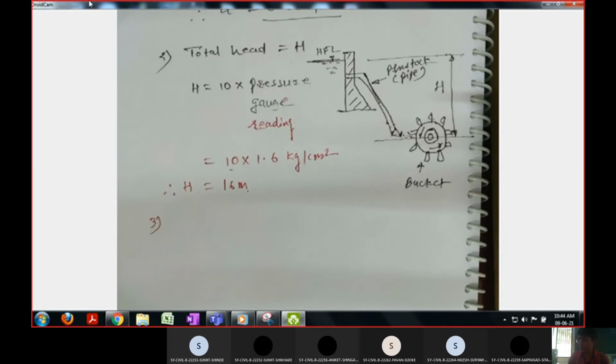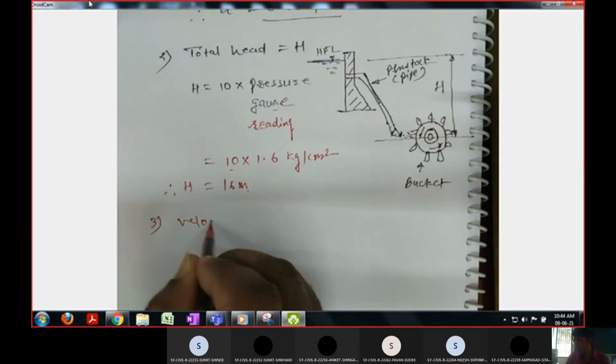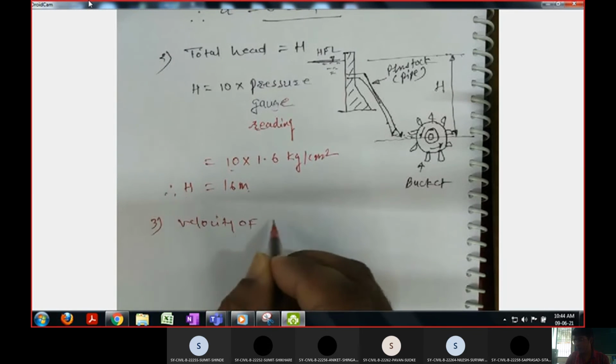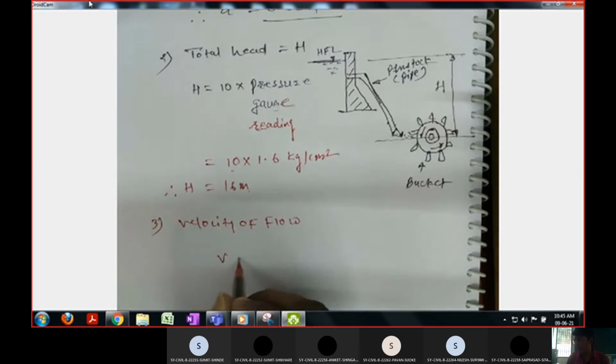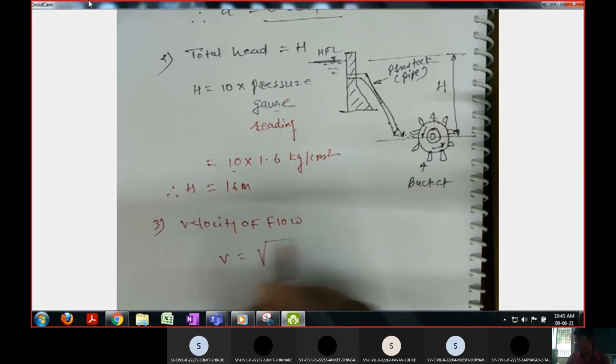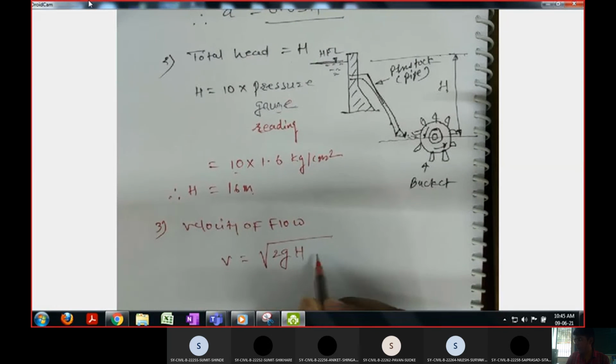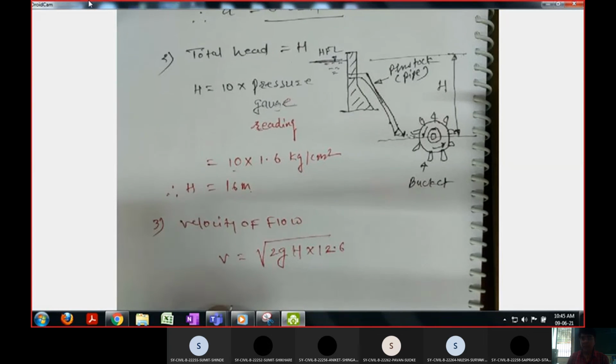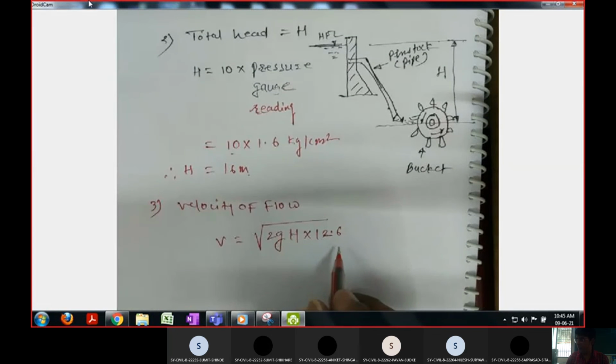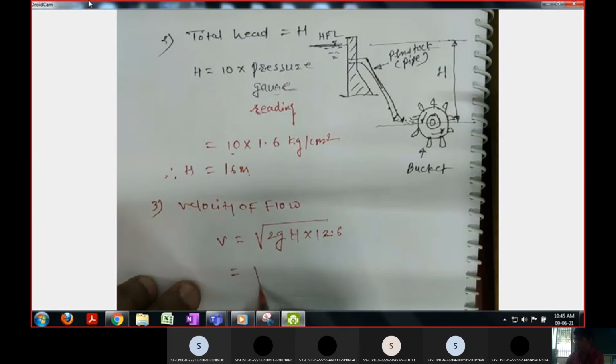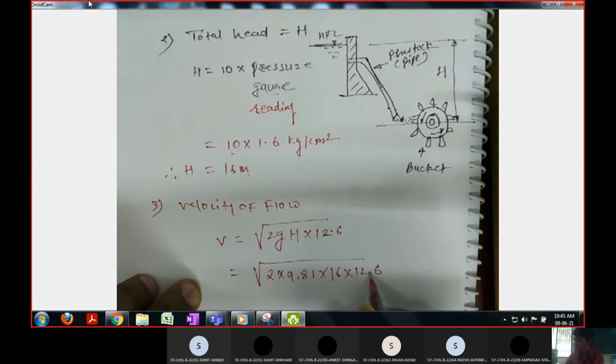Then third calculation, we have to calculate velocity of flow. Velocity of flow, V, is under root 2gh into 12.6. 12.6 ने मल्टिप्लाय केलं त्यामुळे मीटर पर सेकंड मध्ये वेलोसिटी येईल. सगळं युनिट कन्वर्जन साठी आहे 12.6. Now in this case, so 2 into 9.81 into H 16 into 12.6.